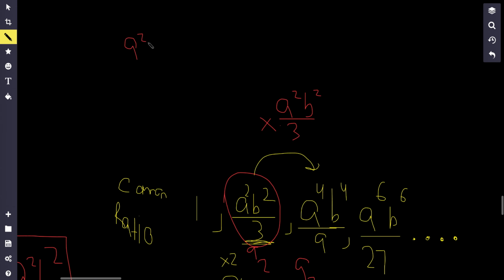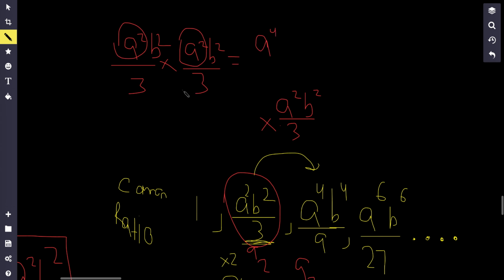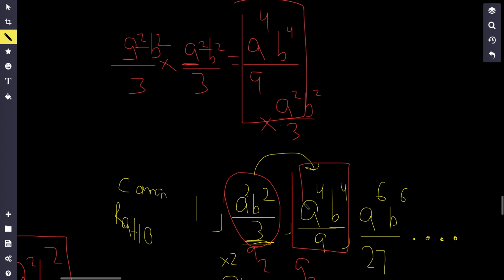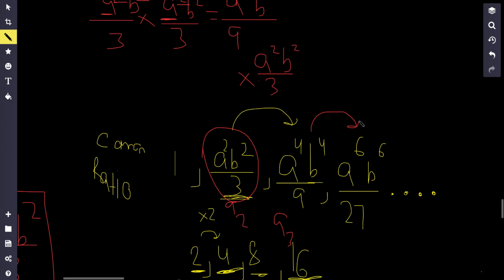So let's see if this is correct. If I have a squared b squared over 3 and I multiply this by a squared b squared over 3, what am I going to get? A squared times a squared gives me a to the 4th power. If you have the same base for your exponent, you just add up the exponents. Since these two a's are the same base, all I have to do is add up the exponents, so 2 plus 2 gives me 4. The same is the case for the b exponent. And then 3 times 3 gives me 9. And notice that is exactly what's going on, and you can apply the same logic for this.